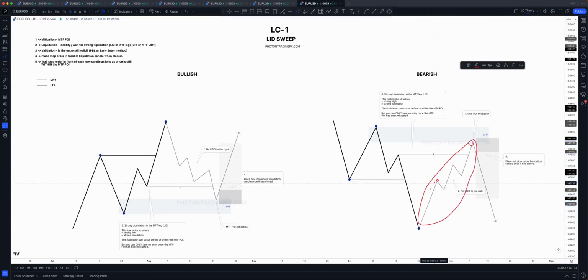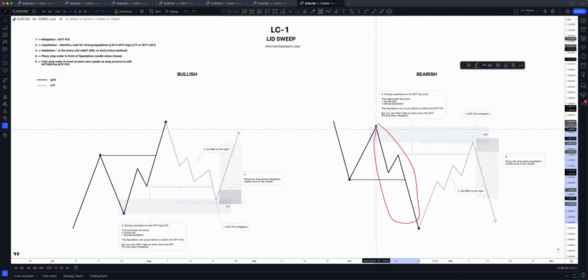Did this high break any structure here? No, right? It's a weak high, not a strong liquidation. Did this high break this low? No, not a strong liquidation. And at this point, this high obviously hasn't broken anything when we're trying to enter. So if we're happy to use LC1, this is then when we can start hunting for relevant highs to the left. Okay, we have a high here. Assuming there's been no PBL or early entry invalidation, then we can take the entry. Okay, as simple as that.